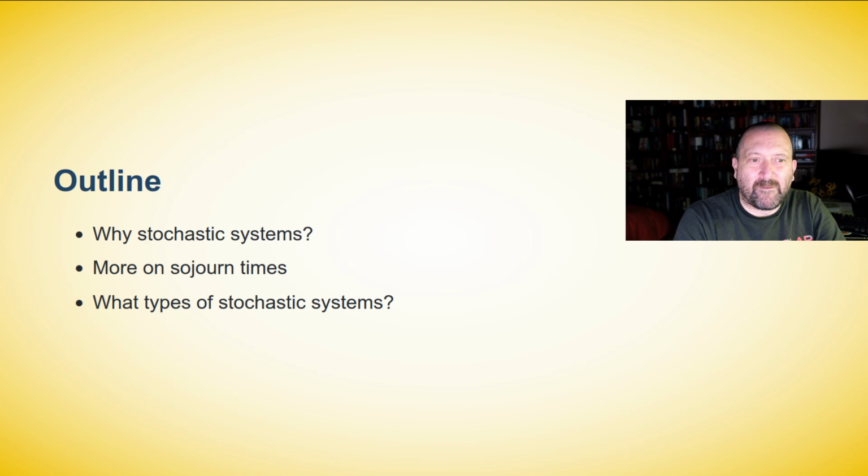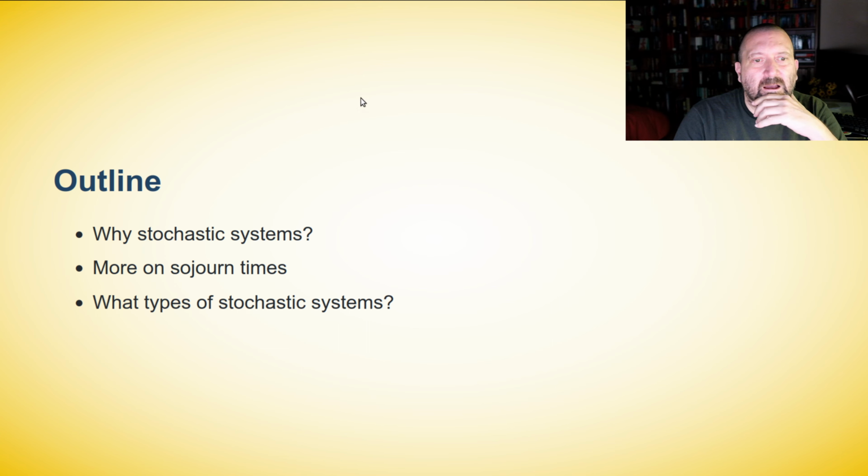So first, and that will be super brief, why would we need to use stochastic systems? And then, as I said, I will discuss a little bit the notion of sojourn times, which I think are very, very important in modeling and are not given as much attention as I believe they should. And finally, I will very briefly talk about the types of stochastic systems that we might be using. In practice, we use only two of the several types I will be showing, but that's it.